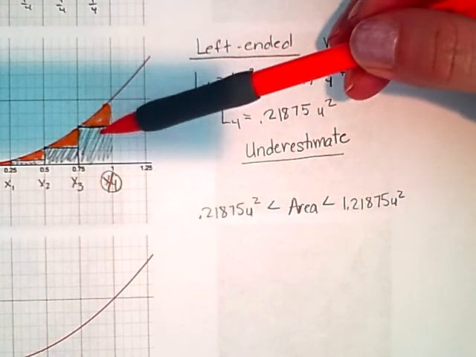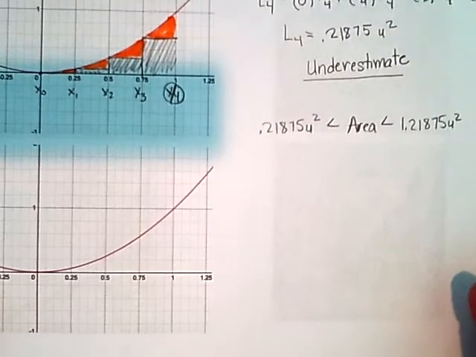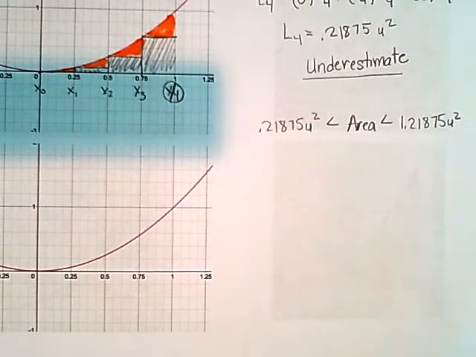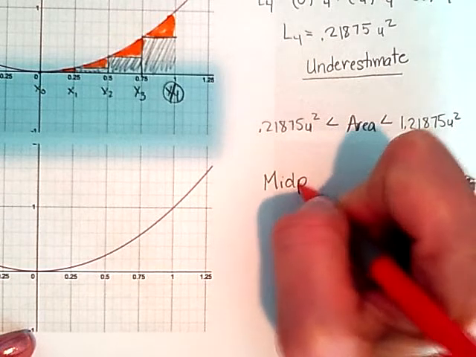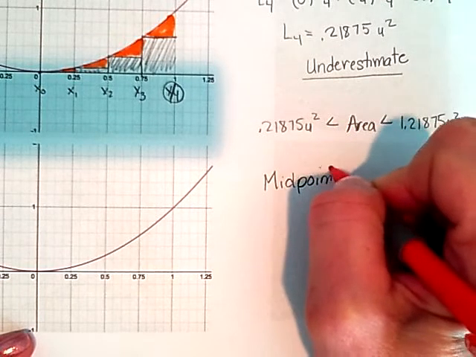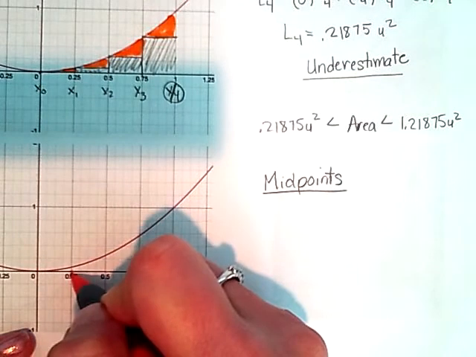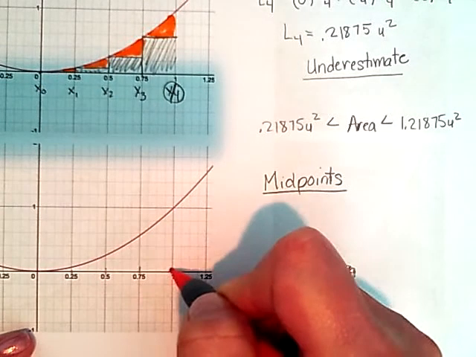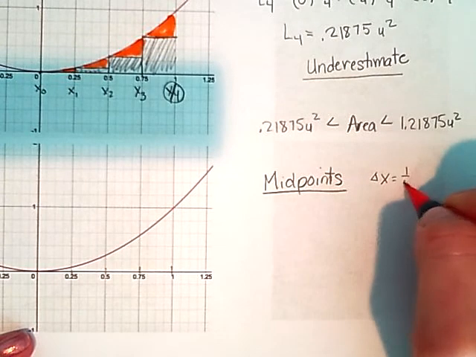So our third option here, instead of using right-handed or left-handed, which clearly gives me an overestimate or an underestimate, what I can do is I can actually use midpoints. And what the midpoints do is it kind of equalizes things. So I'm still going to use 4 rectangles, but this time I'm going to use the middle to find the midpoints. So I'm going to cut this into 4 equal pieces again. That means my delta x is still going to be 1/4.